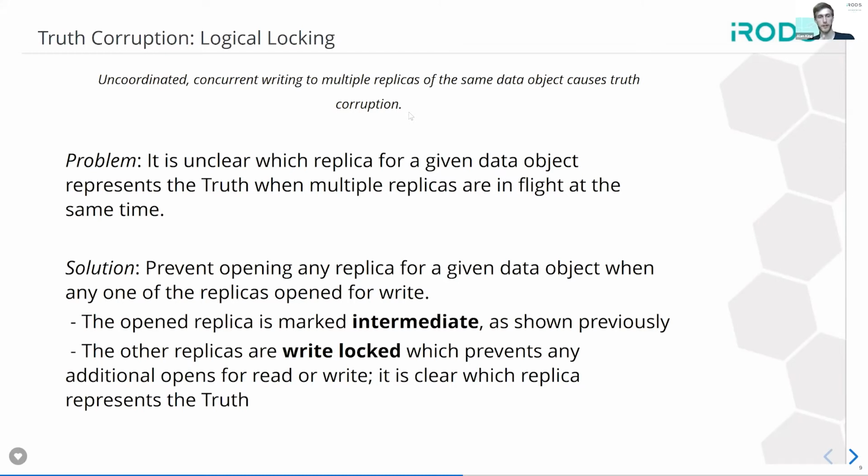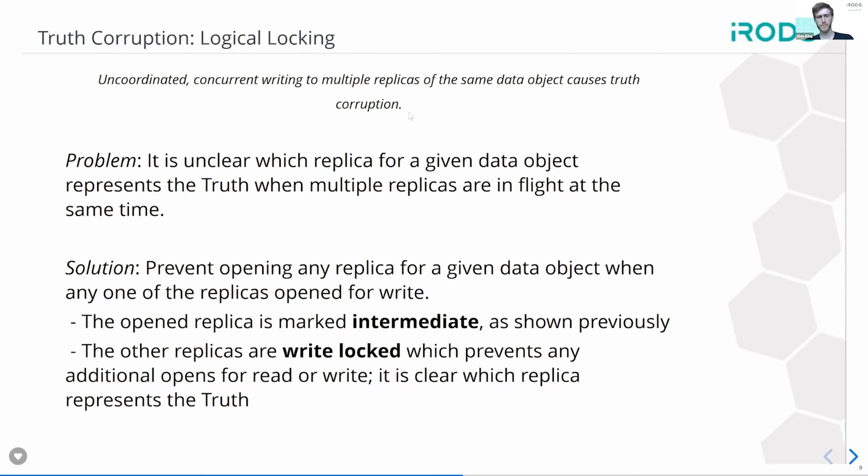So logical locking, in addition to the intermediate state for the actual replica being updated, now locks down all of the other replicas so that they can't be opened for read or write, so that expectations are maintained as far as the correctness of the data going in and out.